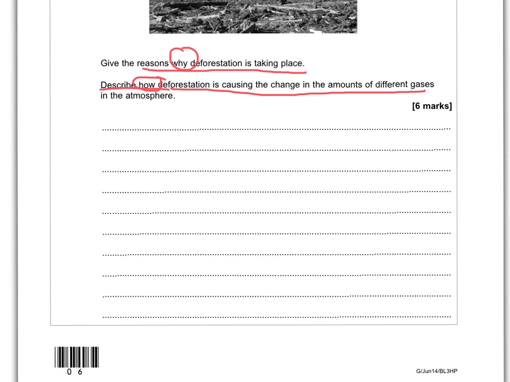And very often you can get absorbed in the first part of the answer, writing blah, blah, blah, and you forget to do the second part. And you're going to lose loads of marks by doing that. So constantly check this. Right, reasons for deforestation. I won't write these down. I'll just go through them quite quickly.